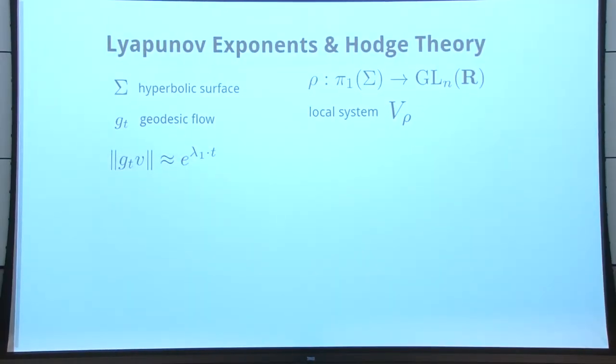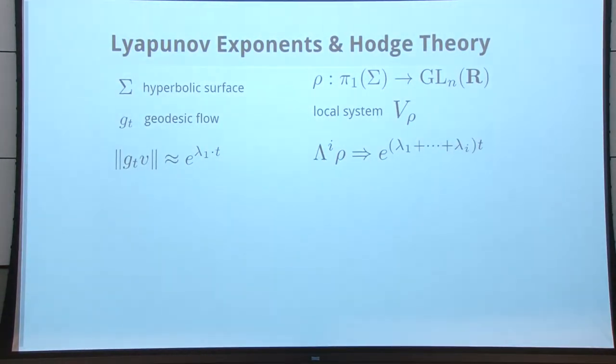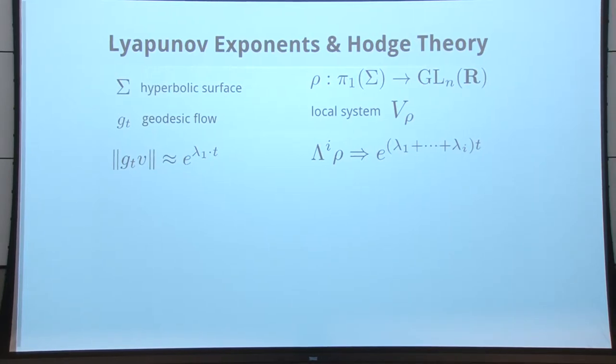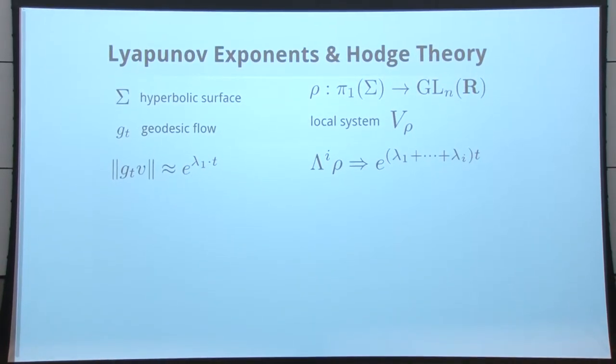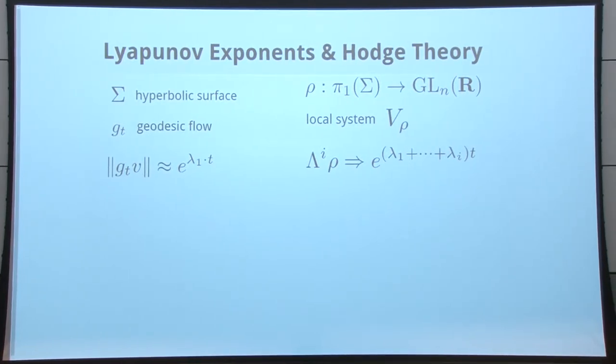So I said exponents, not just one exponent. To get other exponents, you take an exterior power of your representation. So you take what I denoted lambda to the power i of rho, and then a typical vector will grow at a rate which is given by that formula. So you define the ith Lyapunov exponent to be the number that you put into that summation to get the growth rate. So you get these n numbers. Some of them could be equal. So lambda 1 is bigger than or equal to lambda 2, and so on, up to lambda n. They could all be 0.